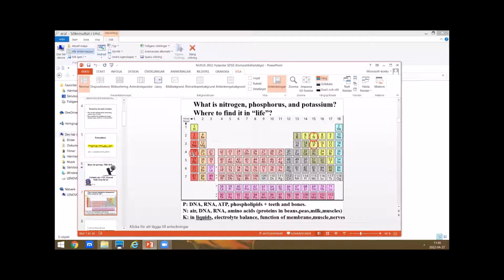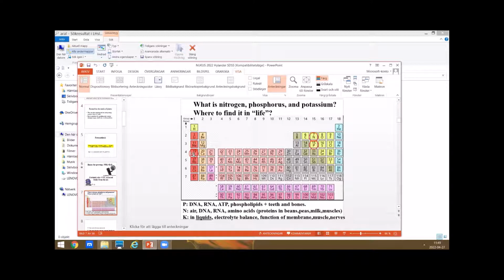the codes determining how we will look, how we will grow, and so on. If we will be a boy or female. So it's in the DNA and in the RNA. We have it also for the energy processes in the body, as adenine triphosphate, ATP, it's shortened, and ADP, adenine diphosphate. We have it in phospholipids, in the cell walls. We have it in the teeth and in bones as calcium phosphate in the bones and the teeth.